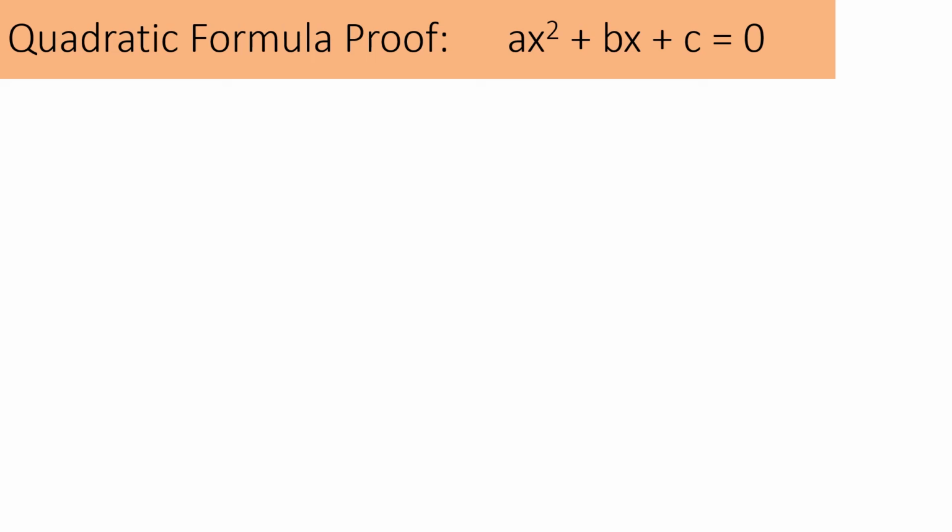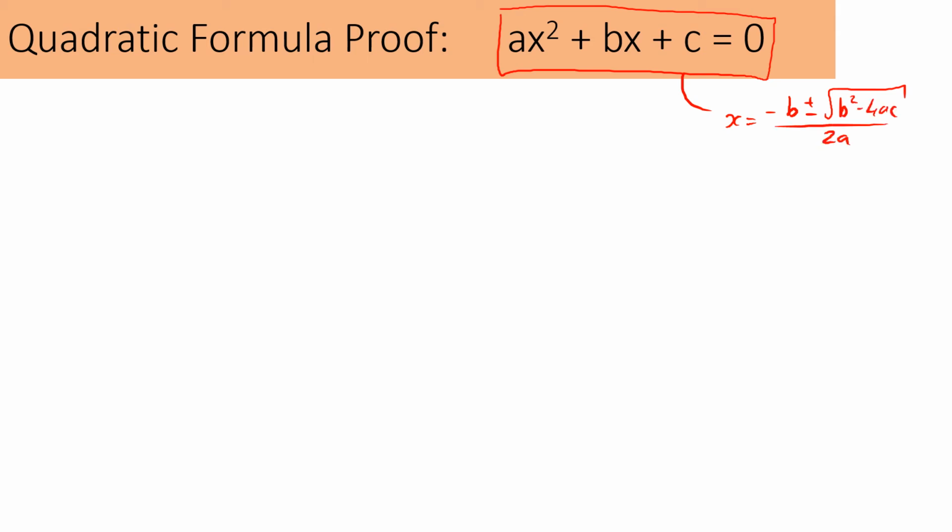Anyway, we'll start with ax squared plus bx plus c equals 0. This is the classic quadratic. And if you think about what we're trying to get, we're trying to show that x is equal to minus b plus or minus the square root of b squared minus 4ac, all over 2a. And we're going to show how that comes about.